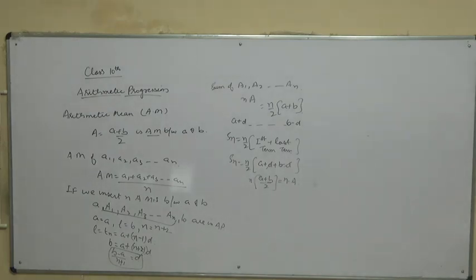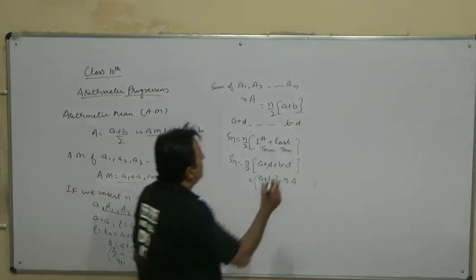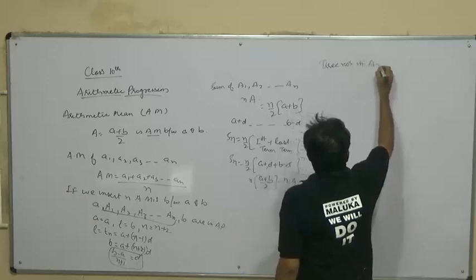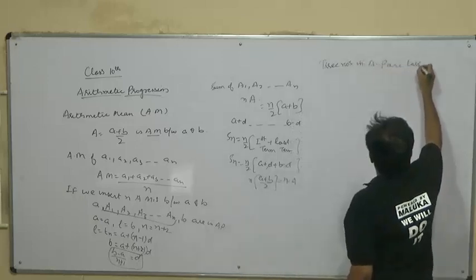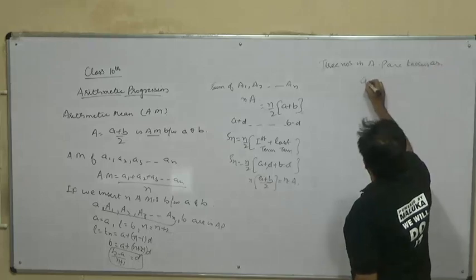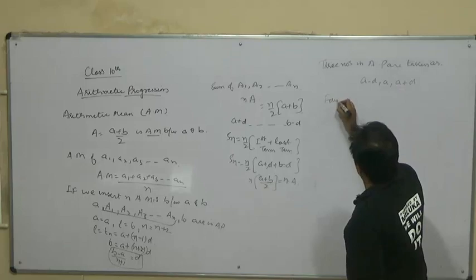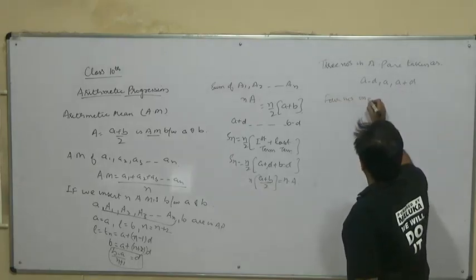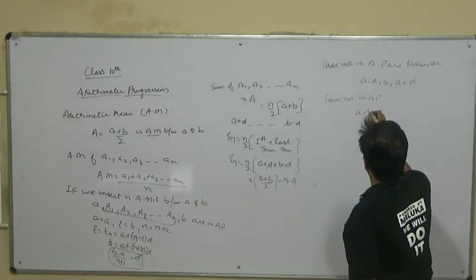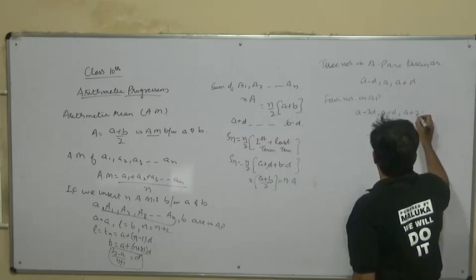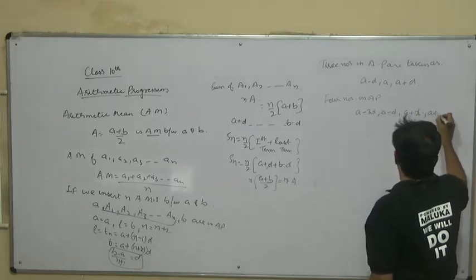Then, if you want to take the number of terms in AP, 3 numbers in AP can be taken as A minus D, A, A plus D. And if you want to take 4 numbers in AP, they will be A minus 3D, A minus D, A plus D and A plus 3D.